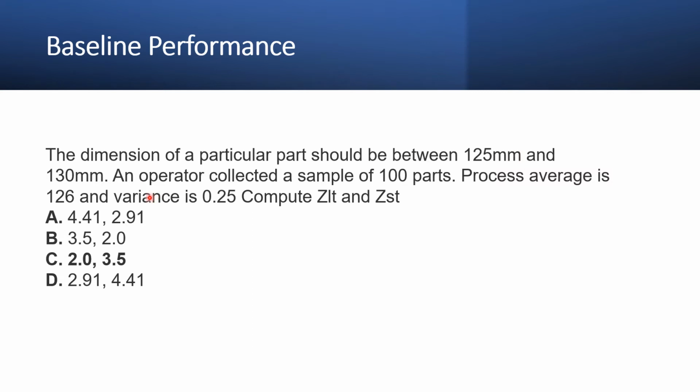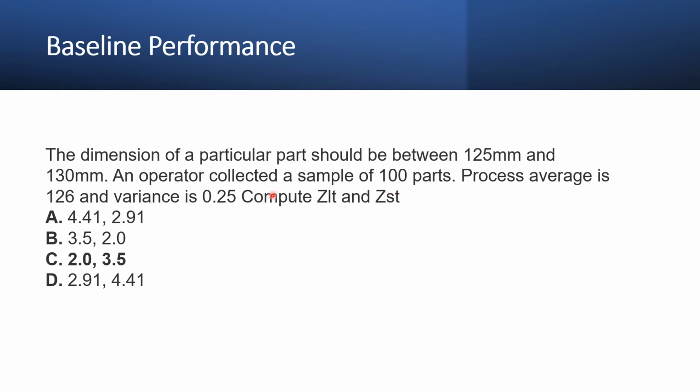So LSL is 125, USL is 130. An operator collected a sample of 1000 parts. Process average, the X bar is 126 and variance is 0.25. Please note, variance is given, not the standard deviation, right? We always use standard deviation for calculation of CP, CPK and sigma level. So here sigma levels are required.